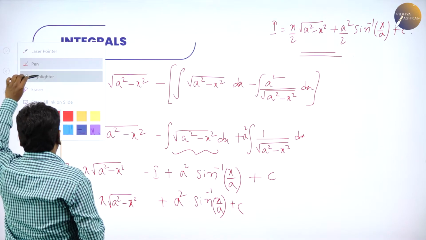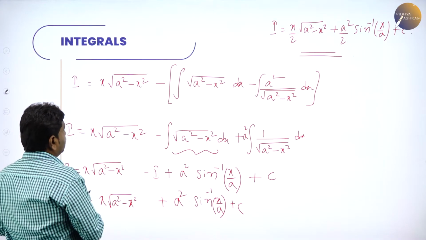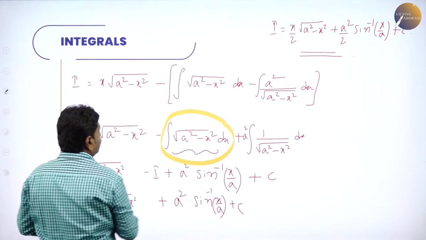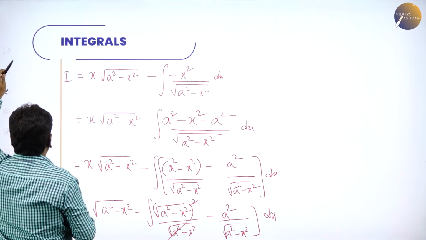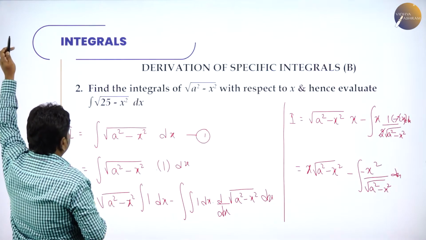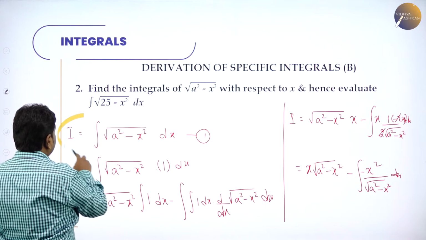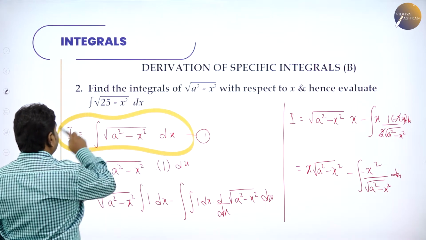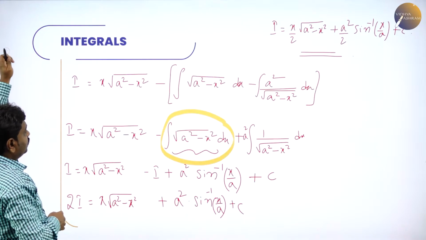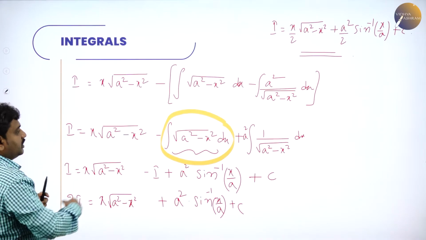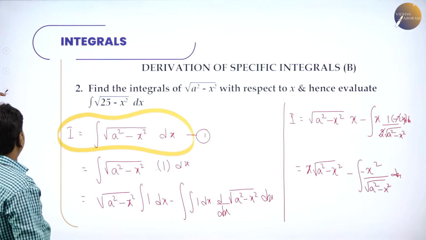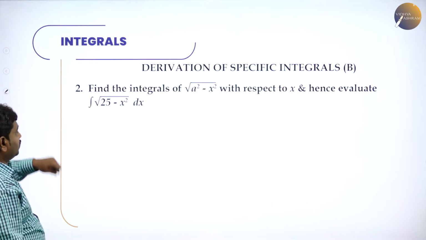The key or highlight point is, one important thing, here we get root of a square minus x square. Go back to the given problem. In the given problem, root of a square minus x square dx, we assumed it as I. So that's what we substitute here, and it will get simplified. Now we got the formula. I hope all of you are thorough with the formula. So now I'll solve the problem.